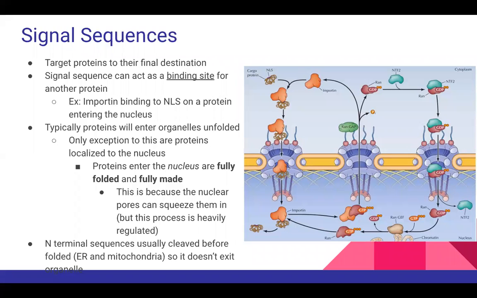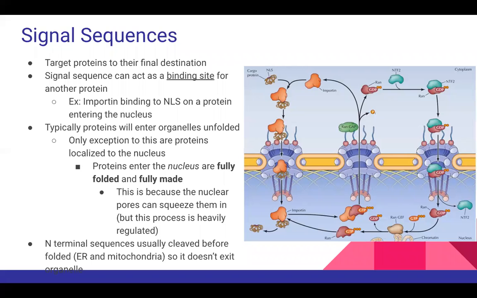Okay, and then typically proteins will enter the organelles unfolded. What I mean by this is that proteins will enter organelles sort of unraveled. We've seen this before when proteins go into the ER, but the only exception to this rule is proteins that get localized to the nucleus. So when a protein has been fully made, in its tertiary structure or quaternary structure, depending on the protein, it will stay in that shape. So it's not going to unravel itself while it enters the nucleus.